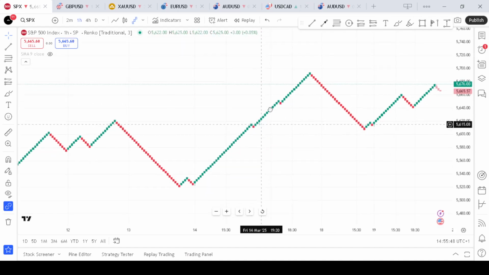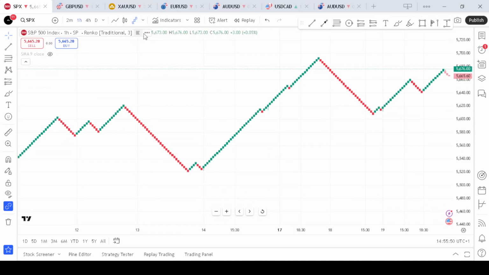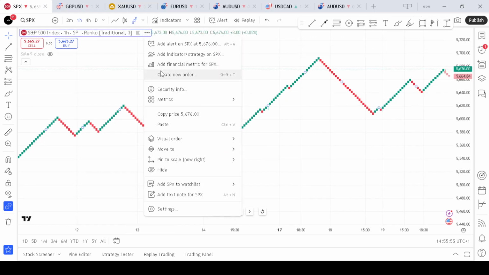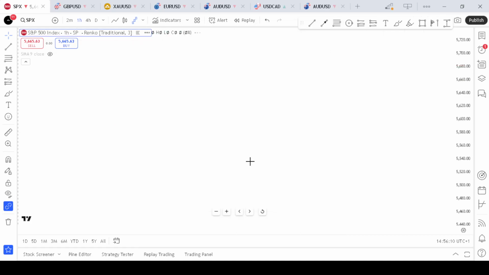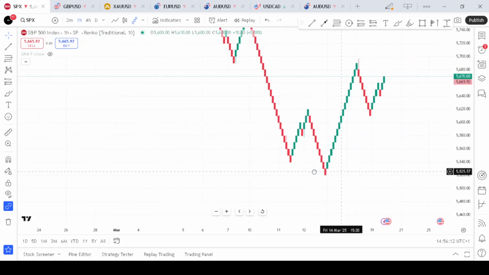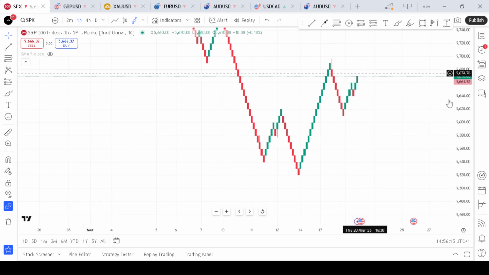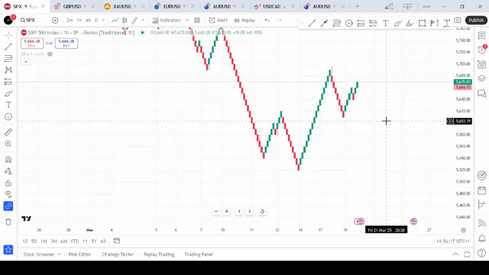For example, if you set your brick size to 10 pips, a new brick will form. This means a new brick will form when price moves 10 pips above or below the previous brick. So with your brick size at 10, each time price moves a distance of 10 pips, a new brick will form. This is basically what the Renko chart is about.